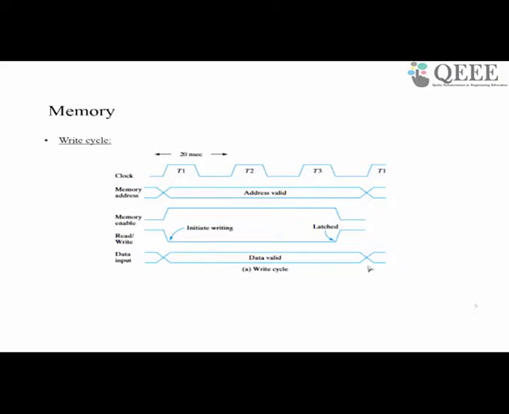Coming to the write cycle, it is very similar to the read cycle. Again we will assume that it takes 3 clock periods for the write cycle to get over. Of course it depends upon the speed of the memory. If a memory is slower, we may need more clock periods and so on.